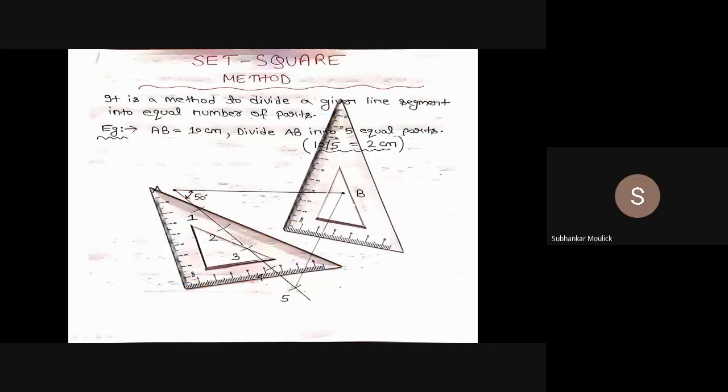Yes, sir. Okay, next step is to align the perpendicular. This is the perpendicular of the 45, 45, 90 set square with the 5B line. That means you have to place this 45, 90 set square in such a way that it gets perfectly aligned. That means like this. This is the alignment. You have to place it like this. Yes or no?